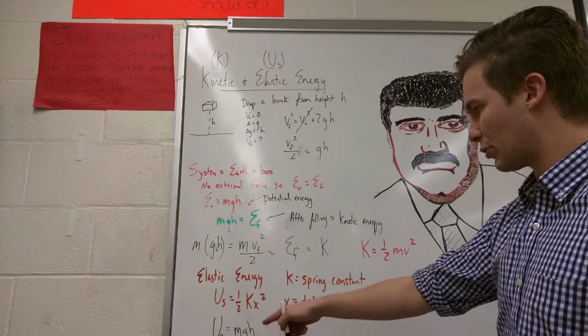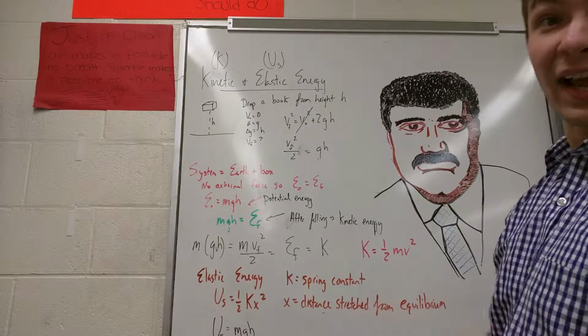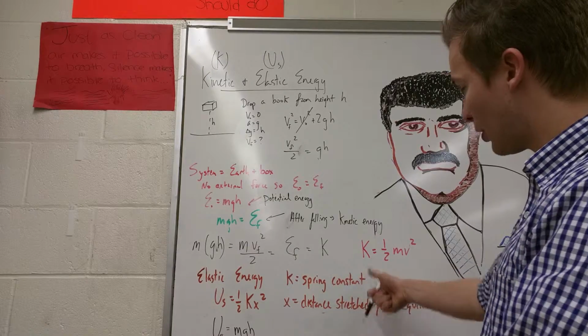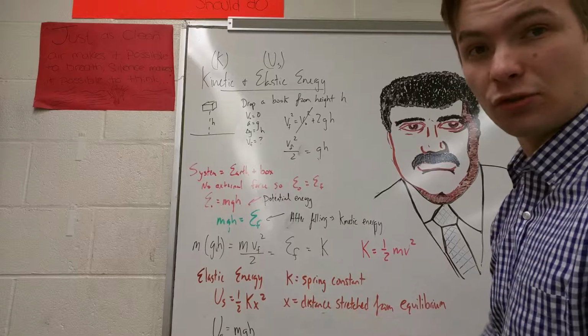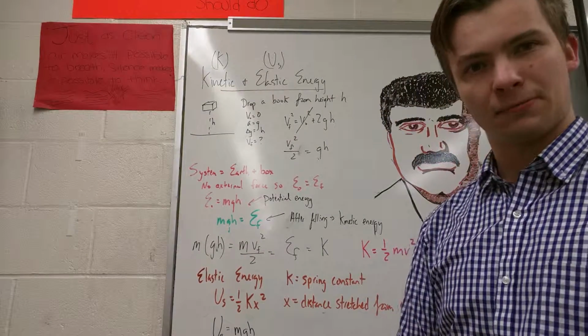But back to elastic energy, 1/2 kx squared, where k, remember, is the spring constant, how stiff or stretchy the spring is. The higher the spring constant, the stiffer it is. And x is the distance stretched. So you stretch this thing further, we have more elastic energy. Makes sense, right?